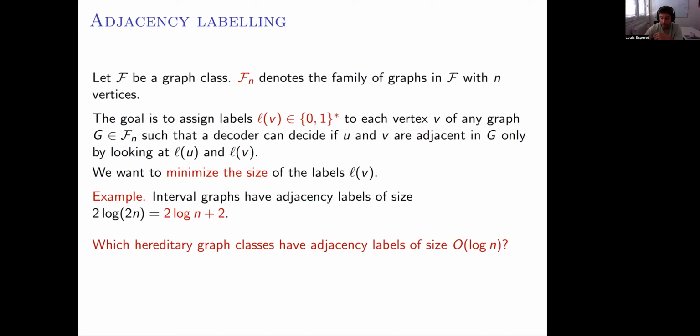And here I added the condition that the graph class is hereditary, which means that it's closed under taking induced subgraphs. There are many natural reasons why you would like to consider hereditary graph classes. They're more regular, but also if you have adjacency labels for a graph G, you also have adjacency labels for any induced subgraph. So it's a natural property that's closed under taking induced subgraphs. So almost all classes that we are going to consider in the remainder of the talk are hereditary.